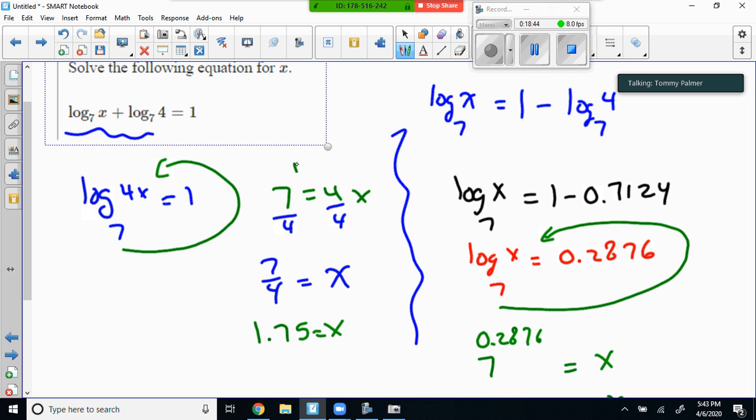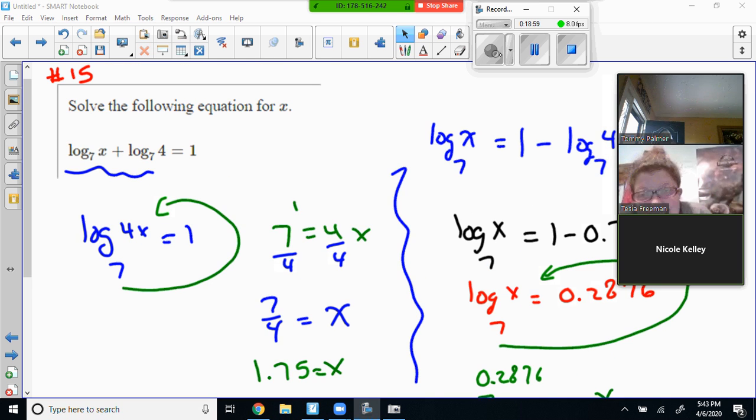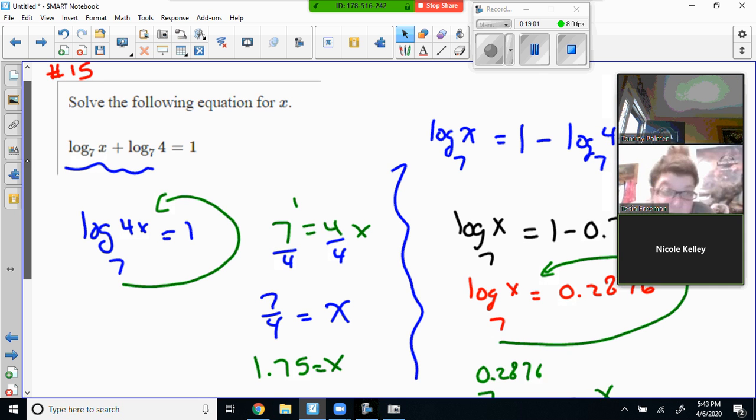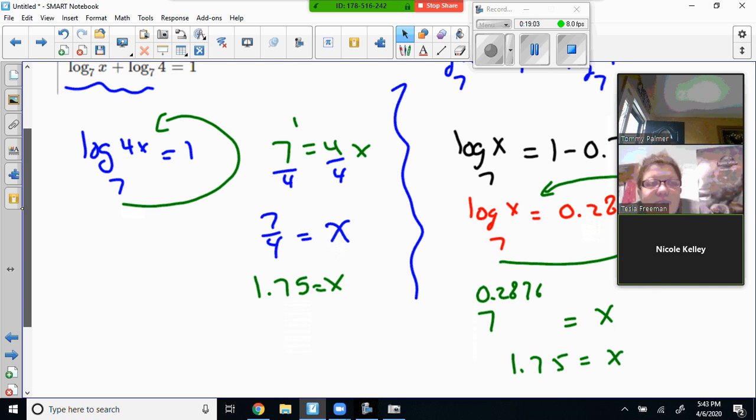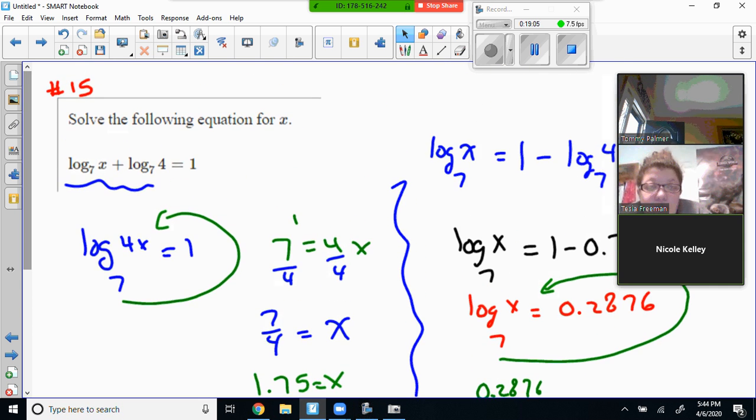7 to the first is just 7. Divide both sides by 4. X is 7/4. Or I could do it this way right here. There's so many ways to do it. It's just plumb wonderful. So, let me see if you got any questions. All right, ladies and gentlemen, this was problem number 15 right here. Okay, so just want to make sure y'all know that's problem number 15.